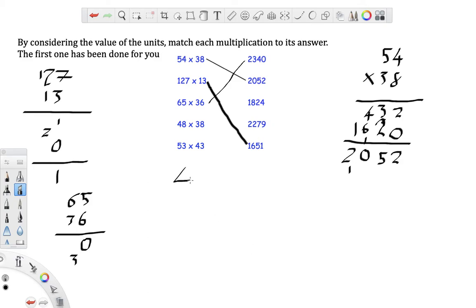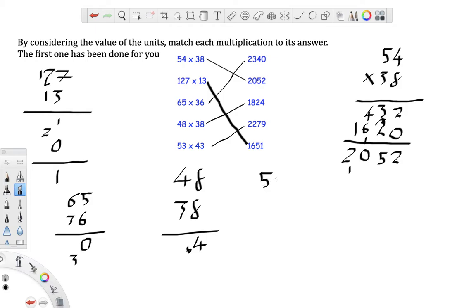Okay, so the last two, we've got 48 times 38. Again, we'll just check the units. 8 times 8, 64. So this is going to end in a 4. Is there anything else that ends in a 4 other than 1824? There's not, so we'll match those two up. And then the last one, obviously by default, has to be 2279, but we'll just check it.